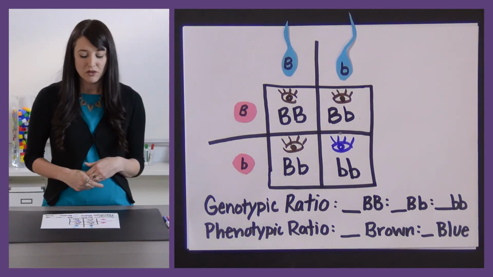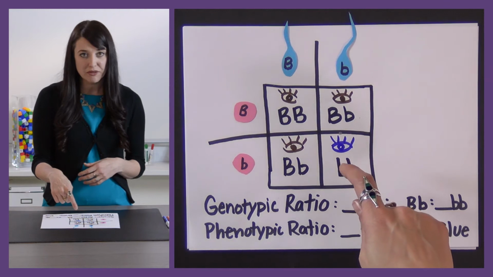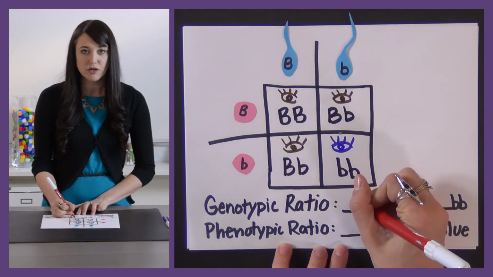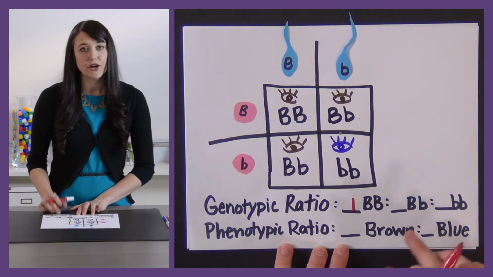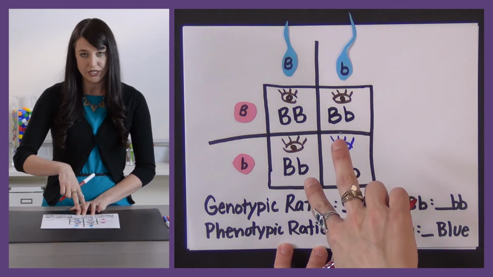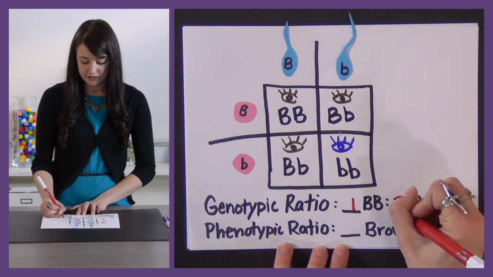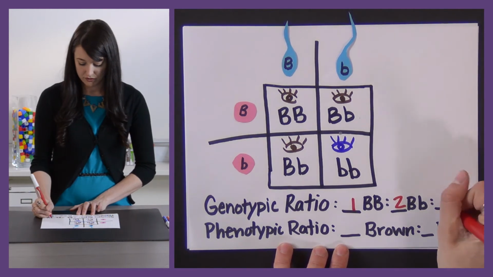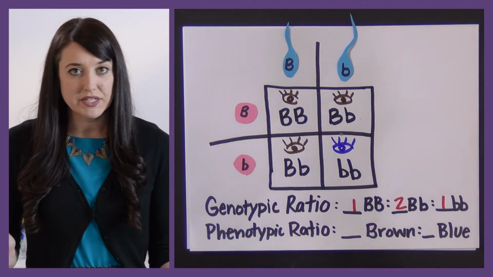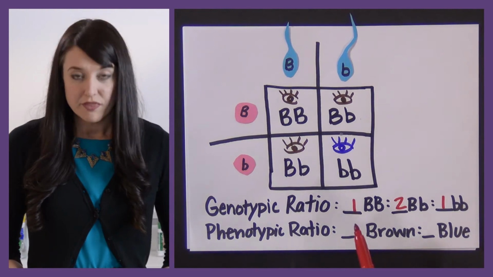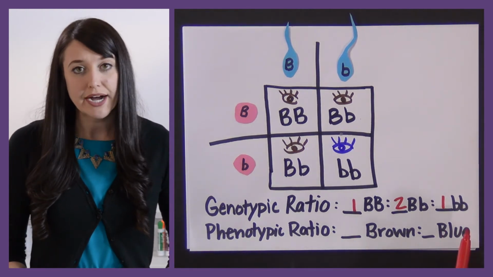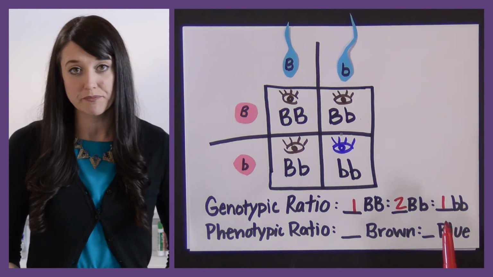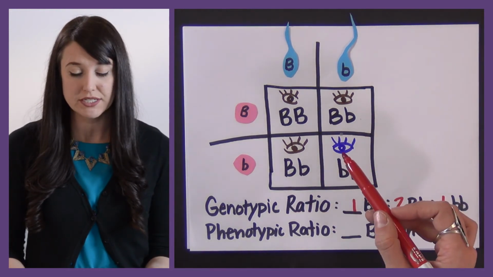In this example, only one of the offspring combinations is homozygous dominant. So we put a 1 here. There are 2 offspring combinations that are heterozygous and 1 that is homozygous recessive. So let's look at what these numbers actually mean. They should always add up to 4 in a monohybrid cross. We have 1 plus 2 plus 1 to equal 4 because we have 4 possible combinations.